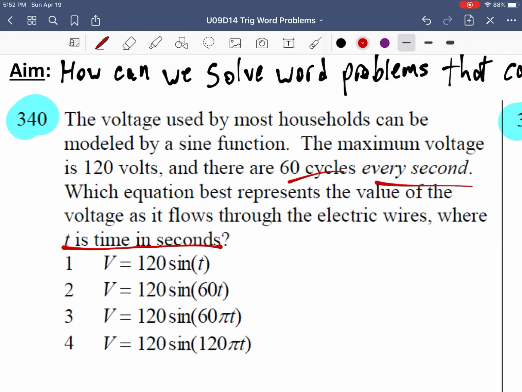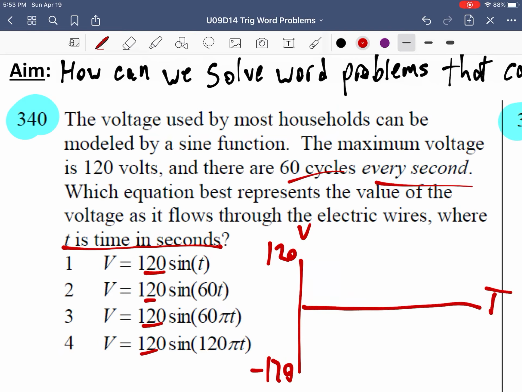Looking at all the answers, we know that the amplitude has to be 120, just because those are the only possible outcomes we have here. So just based on that, we can sketch a graph. Most of these questions can be answered by sketching a graph. So 120 is going to be the maximum voltage, and negative 120 is going to be the minimum voltage. Our next axis is our t-axis, or time.